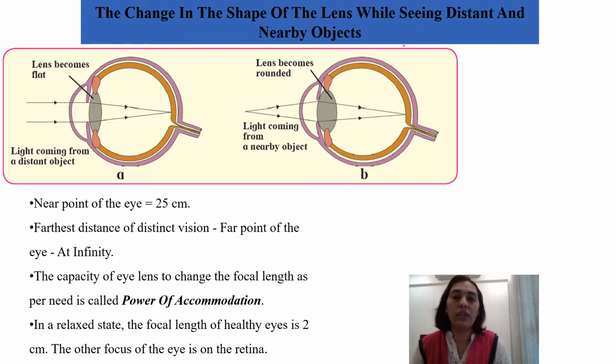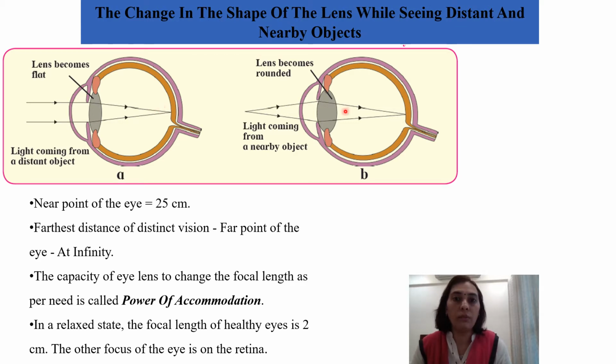Today, the first topic that we are learning is how the lens brings about changes, whenever we are viewing nearby objects and distant objects. How does a lens change its shape or curvature while we are seeing nearby and distant objects is the first topic that we are going to study. Later on, we will even study the various disorders associated with vision. So let us start with the change in the shape of the lens while seeing distant and nearby objects.